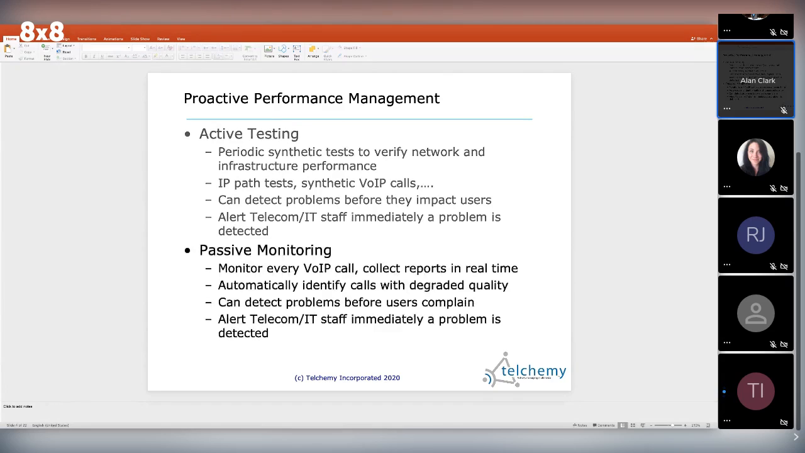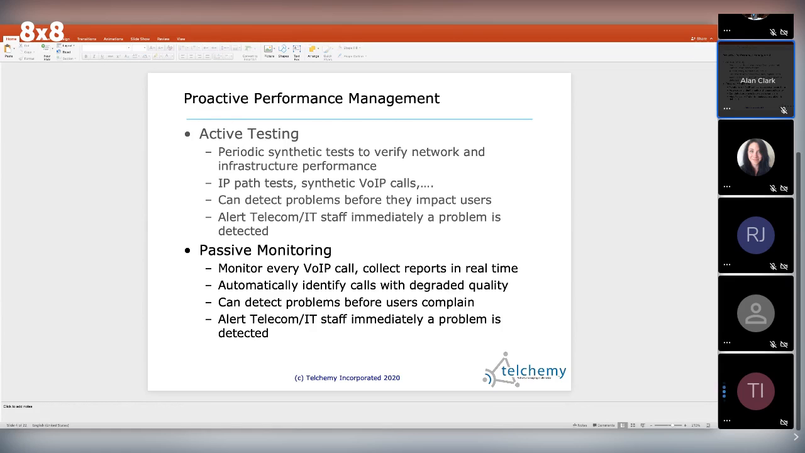Passive monitoring is the counter to that, which is you're monitoring live traffic. So you monitor every voice over IP call that's made. You collect reports in real time. You automatically identify calls with degraded quality, and this allows you to detect problems that did affect users, but you can detect problems before users complain about them. And again, you can alert telecom and IT staff immediately when a problem is detected.